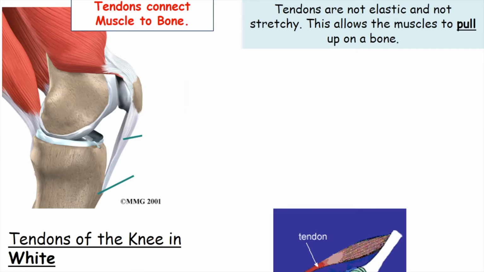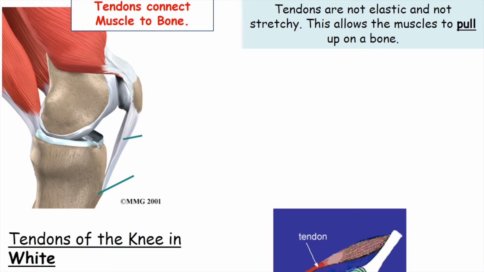So how do muscles work? We have tendons that connect muscle to bone, and it is shown in white. Remember the last lesson, we said that there is a type of tissue that links bone to bone. And you need to remember the two different ones. So tendons connect muscle to bone and ligaments connect bone to bone.